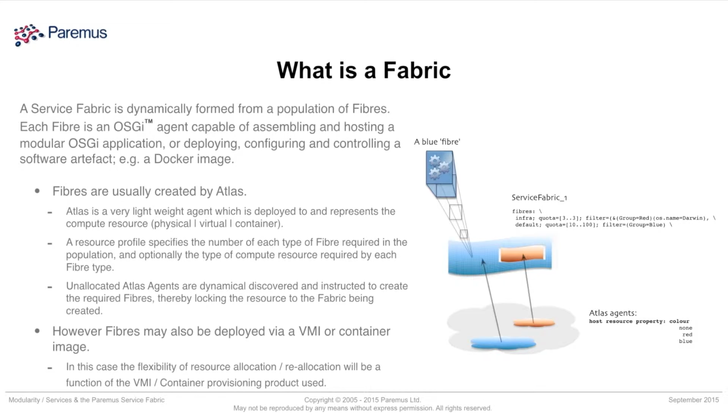So in the example on the right-hand side of the screen, we have a fabric called Service Fabric 1. This requires two sets of resources. It requires machine resources which are red and machine resources which are blue. And the Atlas process allows us to dynamically discover resources in each category, and group the required number together to create that fabric. However, Atlas is optional.